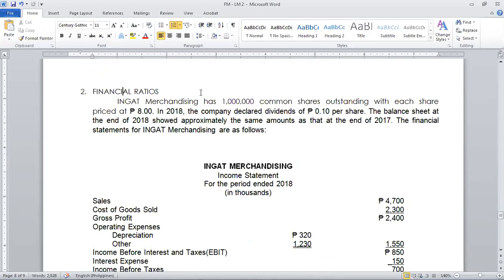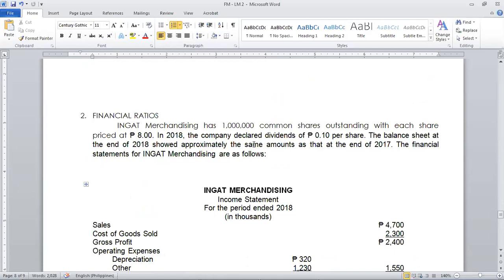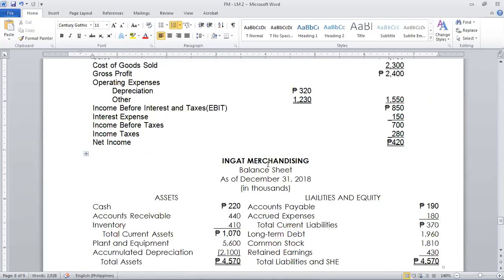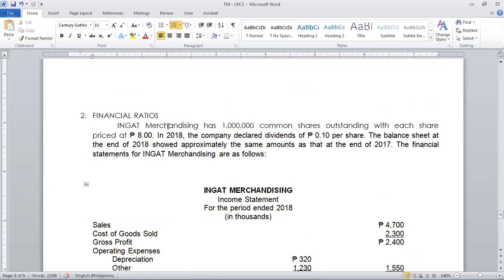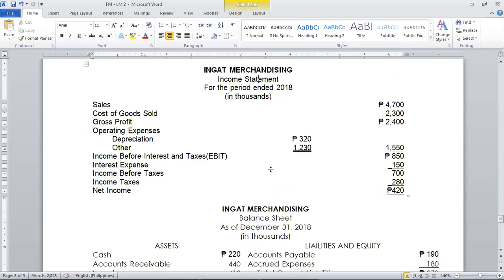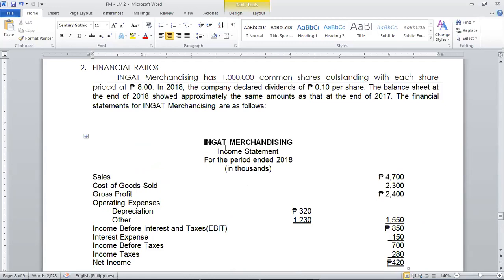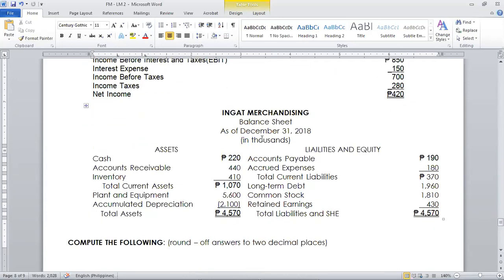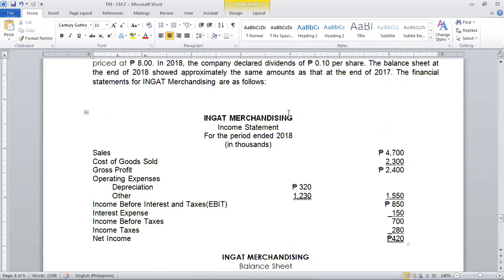Okay, very good. So in here, you can see that there are two FS, the income statement and the balance sheet. We have discussed yesterday that there are FS analysis ratios that involve two types of accounts, the income statement account and then the balance sheet account. So in here, we're going to see how it works, kung paano ba ito yung compute, tapos what are the rules that should be followed in computing for the different ratios.